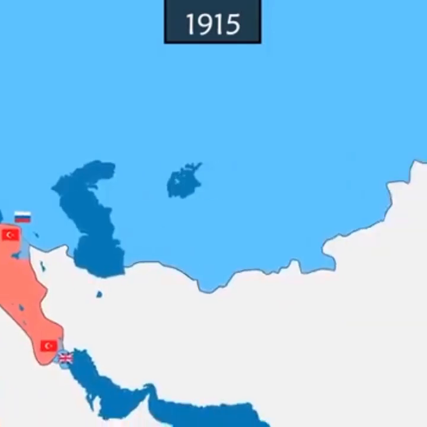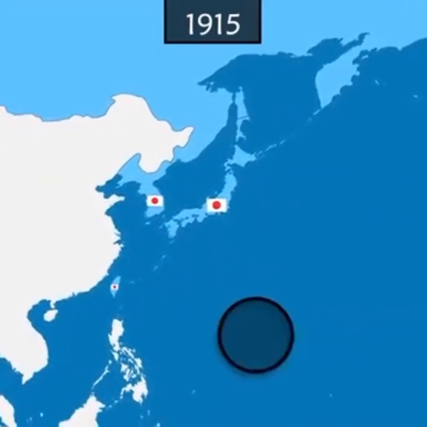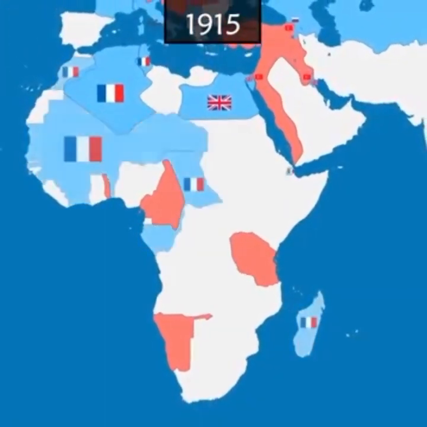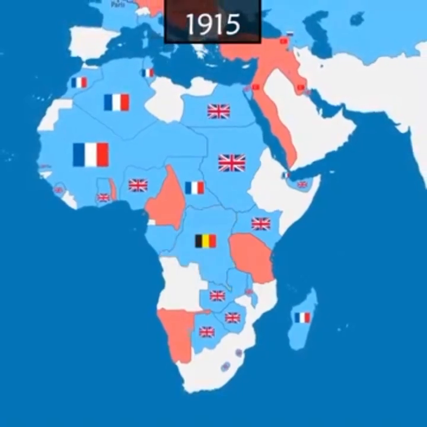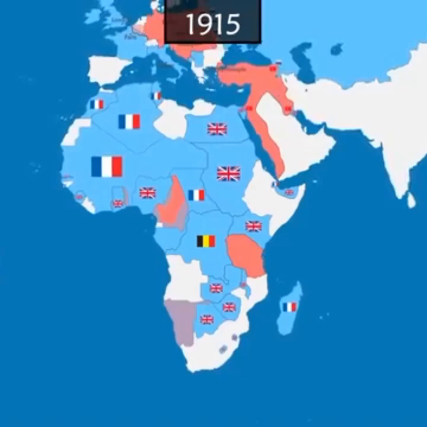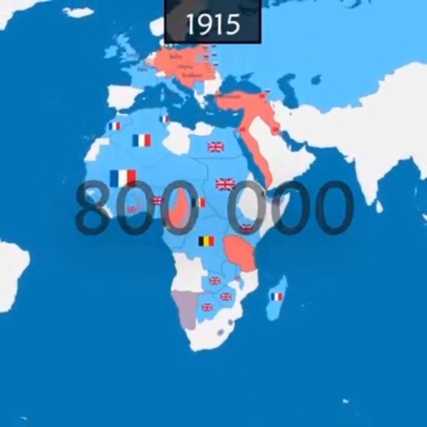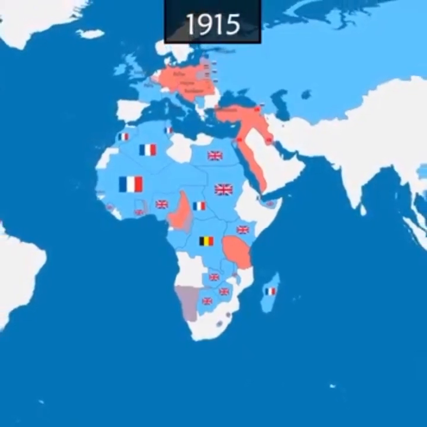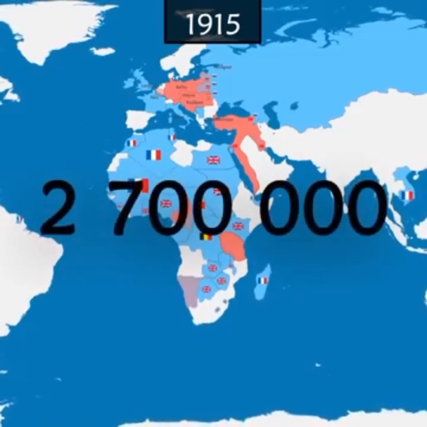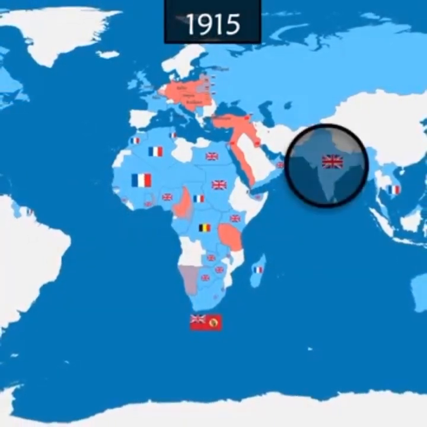In Asia, Japan went to war against Germany and seized its colonies in the Pacific and China. In Africa, German colonies are stormed by French, British and Belgian forces. Many people from colonized territories are enlisted in European armies. France mobilizes nearly 800,000 people, a large proportion of whom are sent to Europe. The British Empire, for its part, enlists 2.7 million men from its dominions and colonies. More than half come from British India.